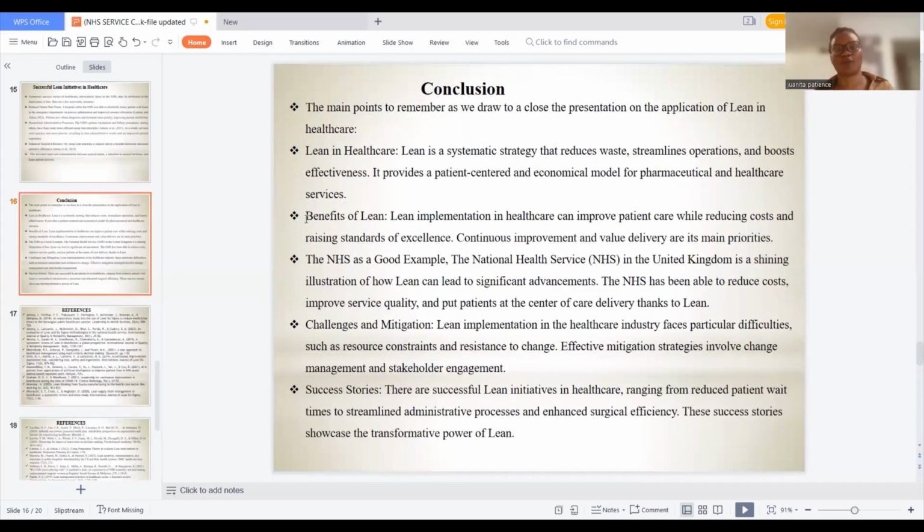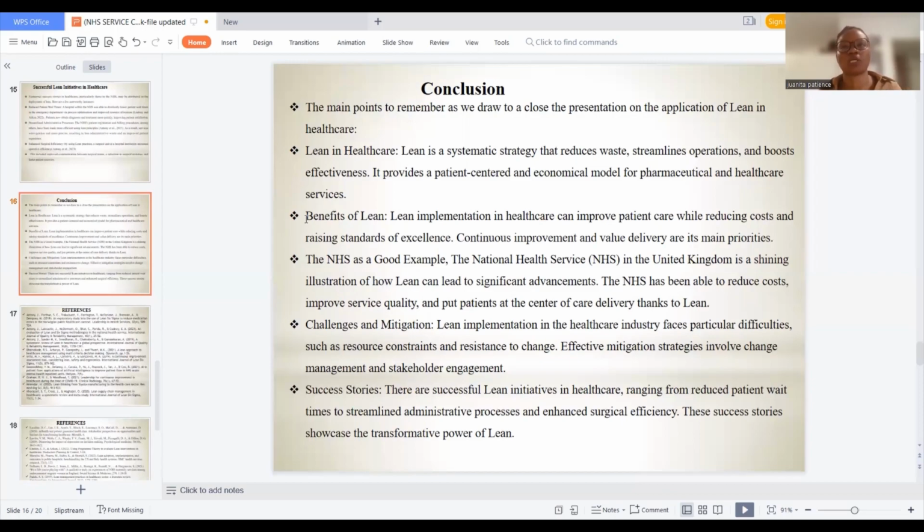Conclusion. Like my colleagues have all said, I will just be giving the concluding part. In conclusion, lean healthcare is a systematic strategy that reduces waste and streamlines operations, and it also improves the effectiveness of the NHS system. Implementing lean can lead to improvement of patient care. It can lead to cost reduction and also a higher standard of excellence.